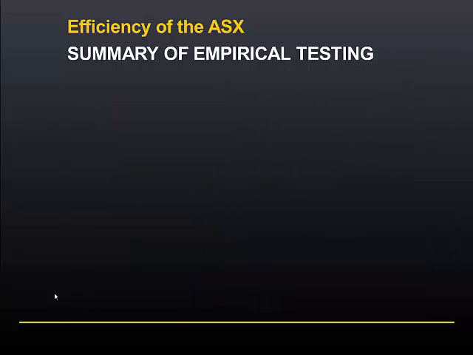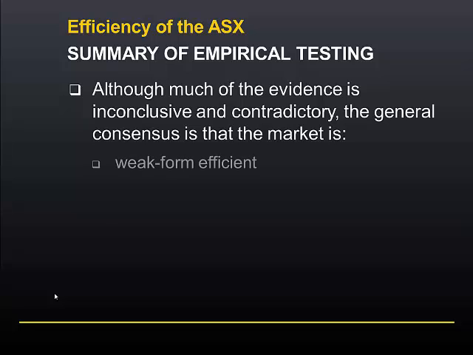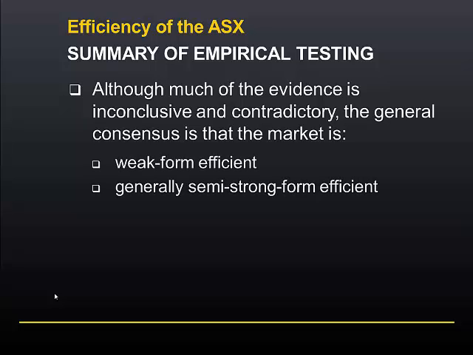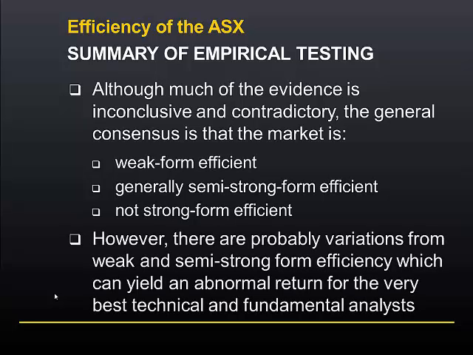To summarise the testing that has been done, the general consensus is that the ASX is weak form efficient, generally semi-strong form efficient, but not strong form efficient. It is likely that there is sufficient departure from market efficiency that allows the very best technical and fundamental analysts to make a return, and perhaps that's what keeps everyone else interested.